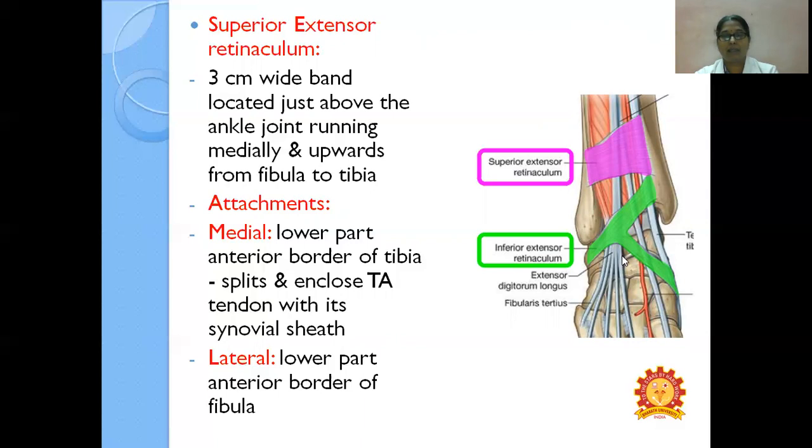You see here, this pink color is the superior extensor retinaculum. It is a 3 cm wide band located just above the ankle joint, running medially and upwards from the fibula to the tibia.